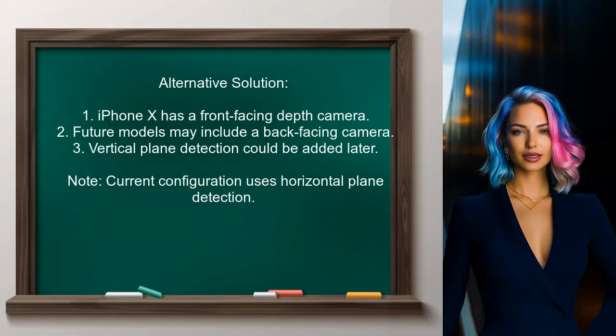One user suggests that the iPhone X's front-facing depth camera may indicate that future models will include a back-facing camera. They believe that vertical plane detection might be introduced in later versions of ARKit.